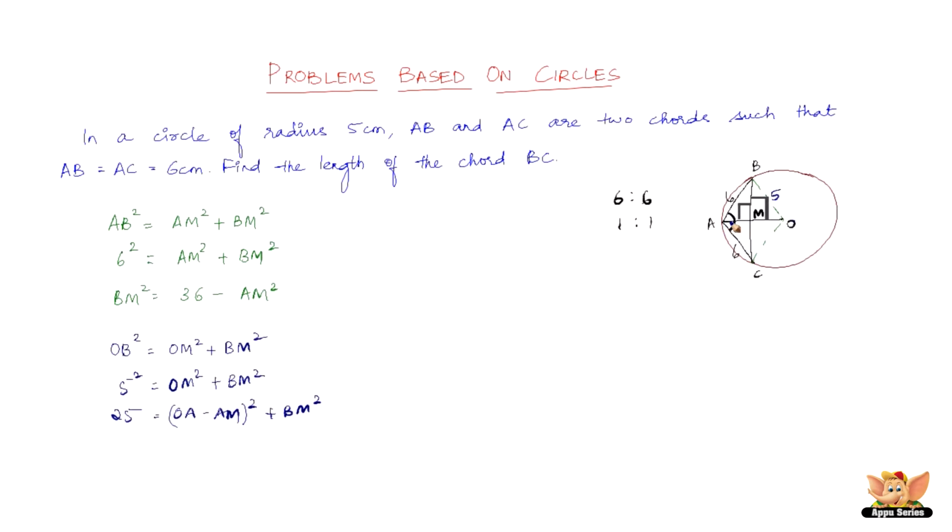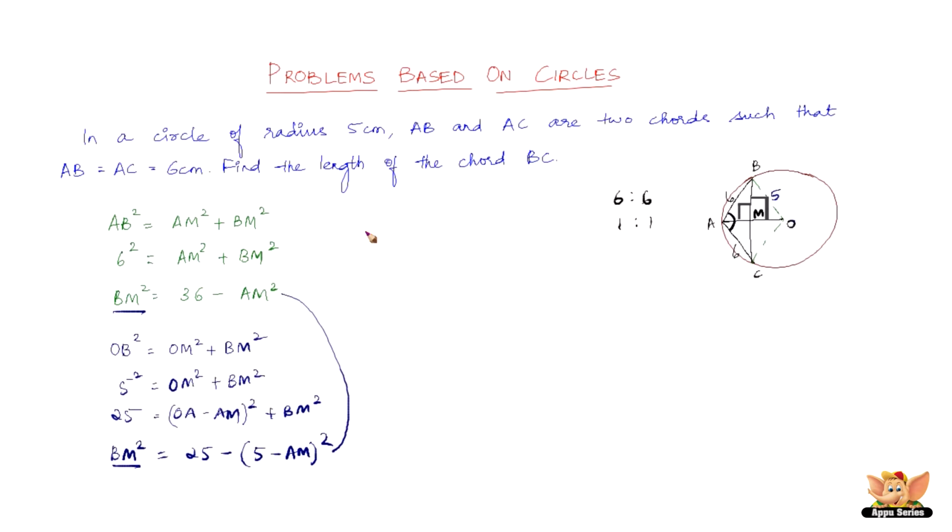The reason we have written OM as OA minus AM is because we know that OA is equal to 5. So BM square equals 25 minus, OA is 5, 5 minus AM the whole square. The reason we've taken BM square in both is that BM square is equal to something here and BM square is equal to something there. Therefore, we can equate these two, and as a result we are going to find AM. That's the whole idea behind all these calculations.